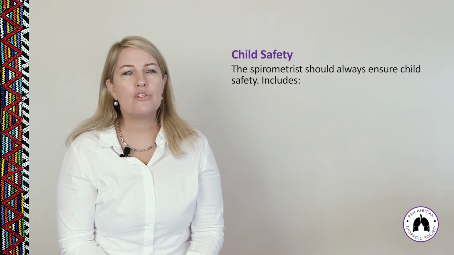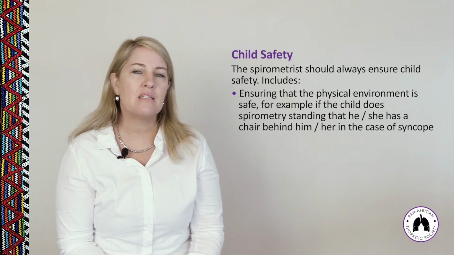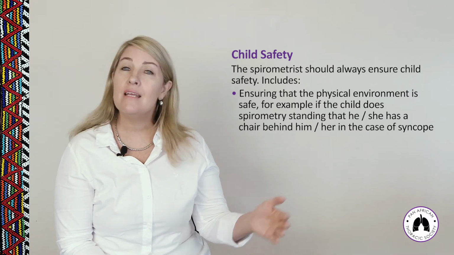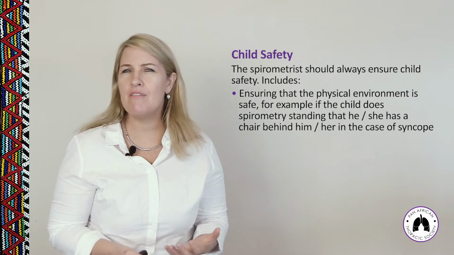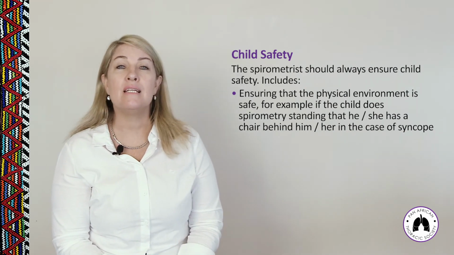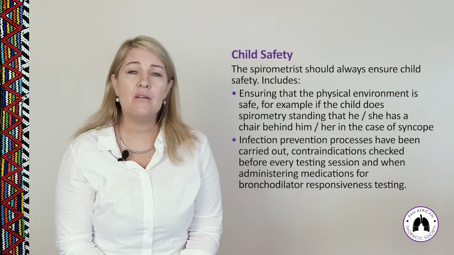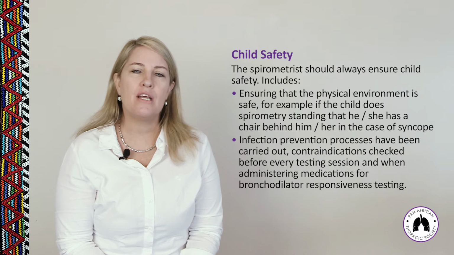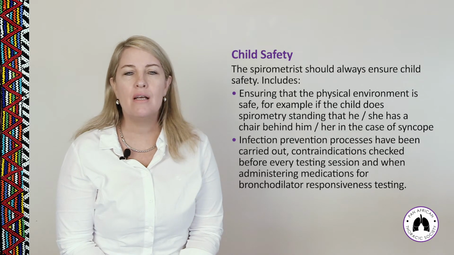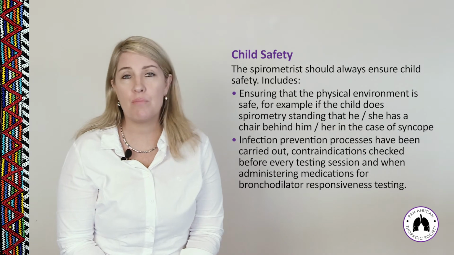The spirometrist should always ensure the child's safety. So this includes ensuring that the physical environment is safe. For example, if the child does spirometry standing, that he or she has a chair behind them, so that if they feel a little bit faint, they can sit back down into the chair without causing any damage. Infection prevention processes must have been carried out and contraindications checked before every testing session, and especially when administering medications for bronchodilator responsiveness testing.